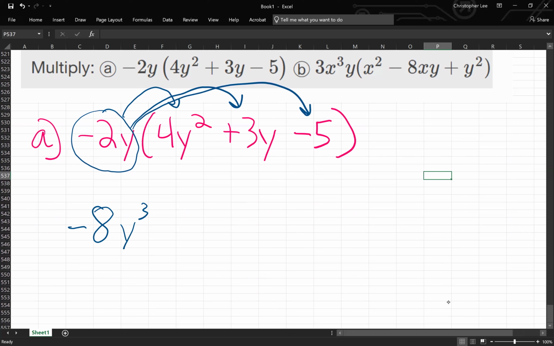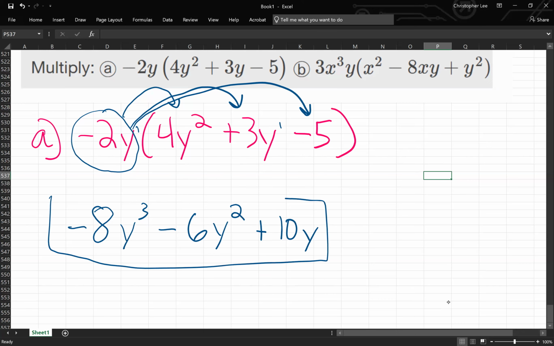Then we take the negative 2y times the positive 3y. Negative 2 times positive 3 gives me a negative 6. Y times y gives me y to the second power, because remember that each of these is to the first. And last but not least, negative 2y times negative 5. A negative times a negative is a positive. 2 times 5 is 10, and we have the y. This is my final answer.